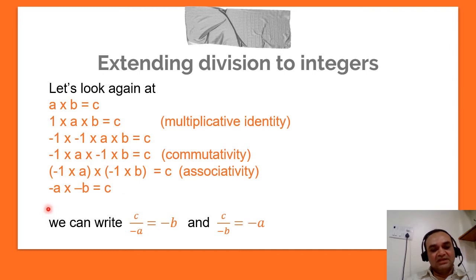So from that, now we know that minus a times minus b equal to c, and we can write c divided by minus a equal to minus b, and c divided by minus b equal to minus a. So we are dividing a positive integer with a negative integer, and the answer we get is a negative number.